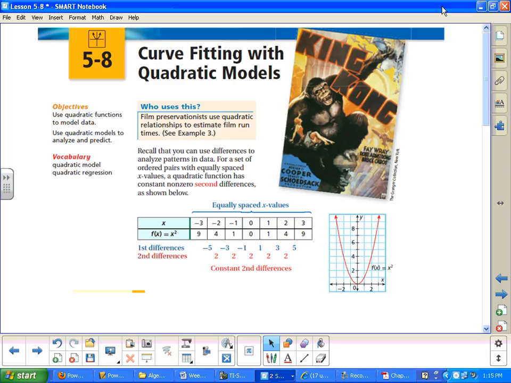So curve fitting with quadratic models, we're going to be looking at two things. They give us a set of data, and they want us to determine whether that set of data could represent a quadratic function, something we've done with linear models before, and we did it with exponential ones. And also, if they give us a set of points, we're going to learn how to find the quadratic function that will model those points.